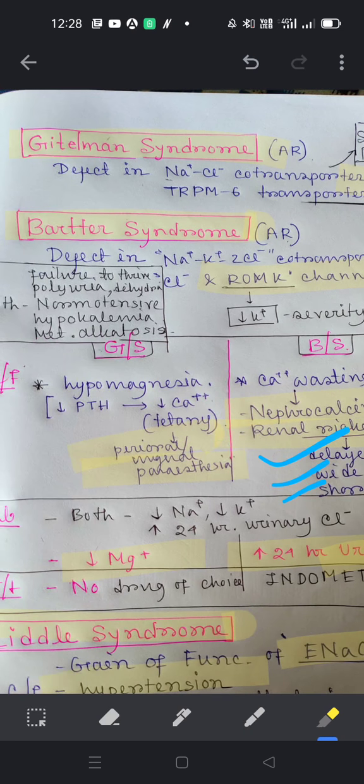In Gitelman syndrome, there is no drug of choice, but in Bartter syndrome, we can use indomethacin. In Liddle syndrome, we can use amiloride, which is an epithelial sodium channel inhibitor.